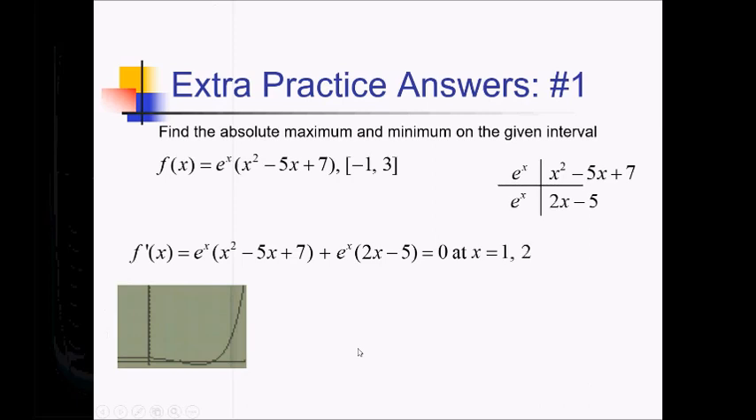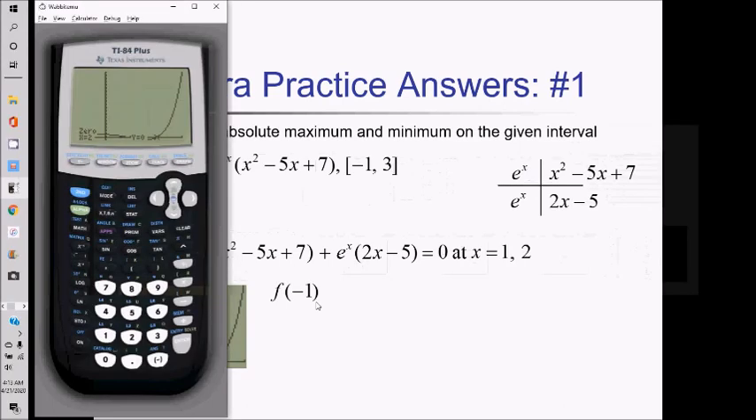All right. So this gives us four candidates for the absolute max and min. We have the two critical values, 1 and 2, which are both on this interval here. We also have the endpoints we have to test, -1 and 3. So let's test all those. The first thing I'm going to test is -1, and I test all of these by simply plugging them into the original function. So f of -1, let's go back to the calculator for that.